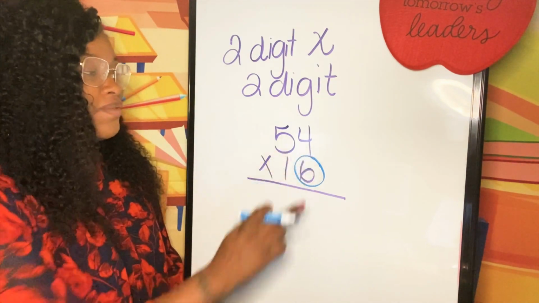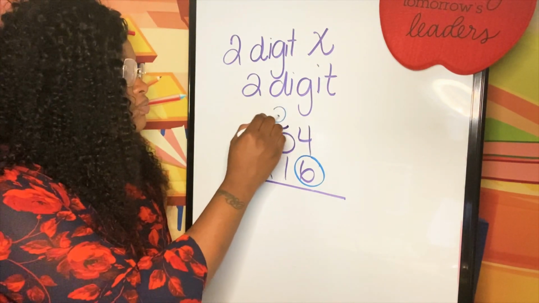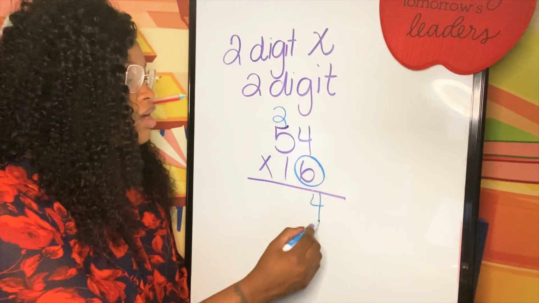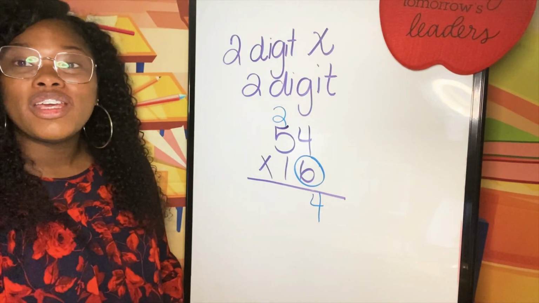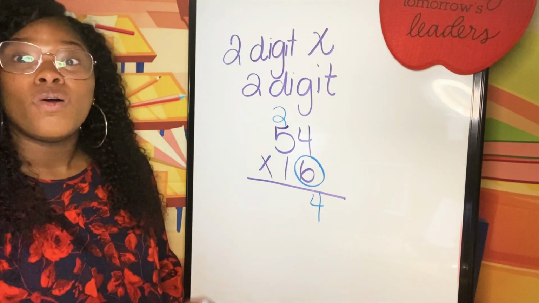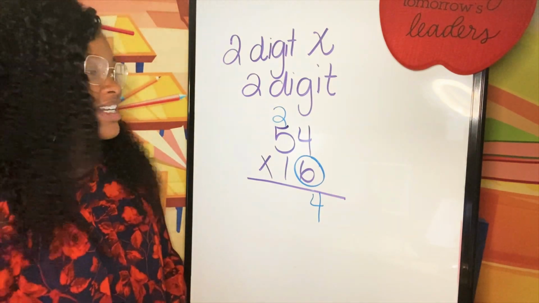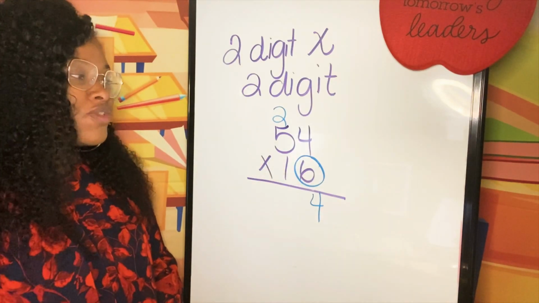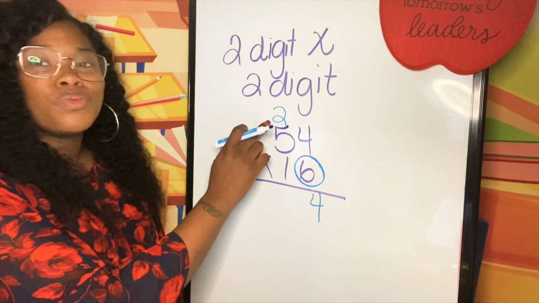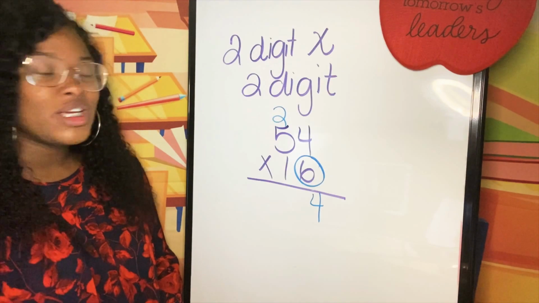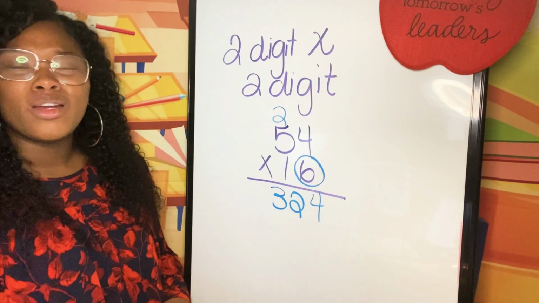Now we're going to get started. 6 times 4 is going to be 24. So you are going to regroup your 2, and then put your 4 in the ones place. It is important that you know how to regroup, because if you don't, it will make your answer, or your product, to use the proper vocabulary, incorrect. We will then move on to 6 times 5, which we know is 30. You have to add what you regrouped, so 30 plus 2 gives us 32. Now we're all done with our ones.